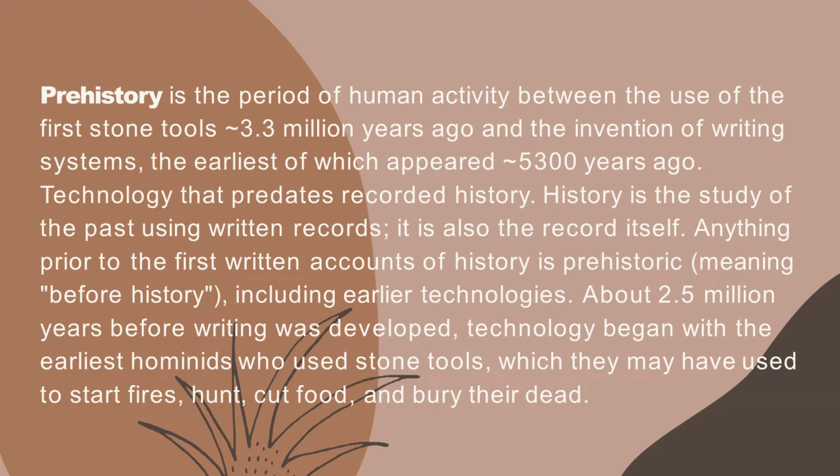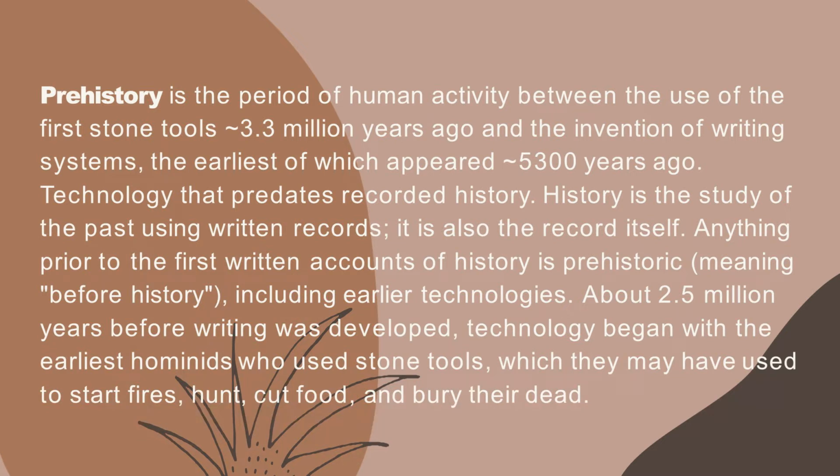Prehistory is the period of human activity between the use of the first stone tools 3.3 million years ago and the invention of writing systems, the earliest of which appeared 5,300 years ago, technology that predates recorded history.